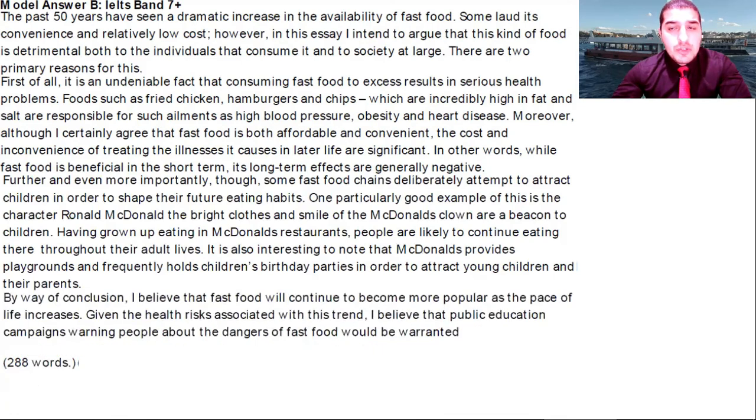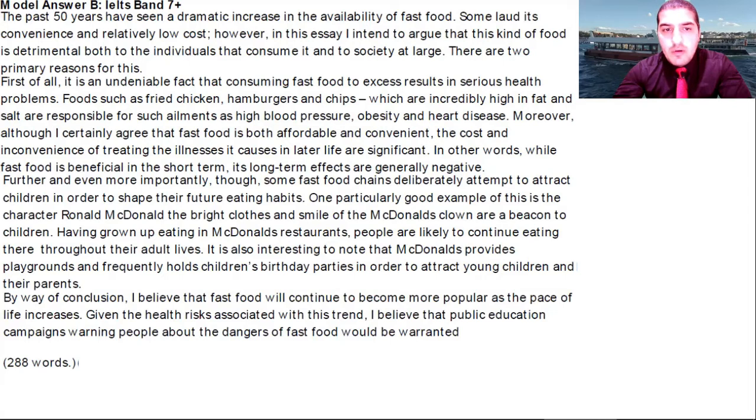By way of conclusion, use this, everyone. I believe that fast food will continue to become more popular as the pace of life increases. Given the health risks associated with this trend, I believe that public education campaigns warning people about the danger of fast food would be warranted.